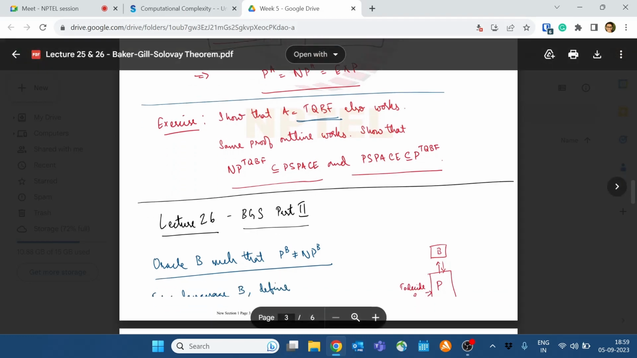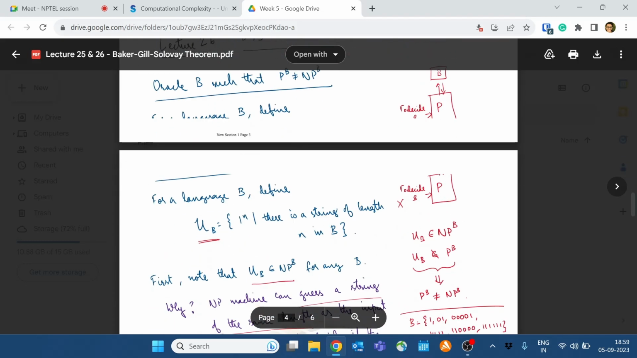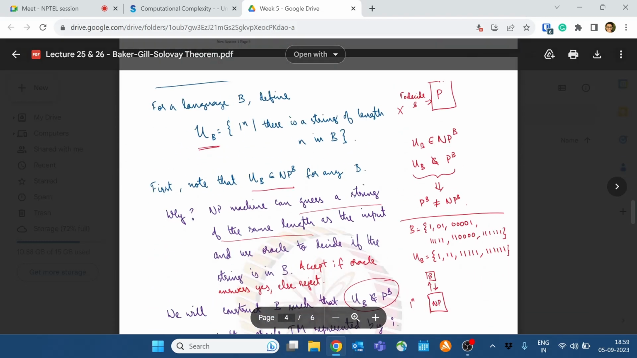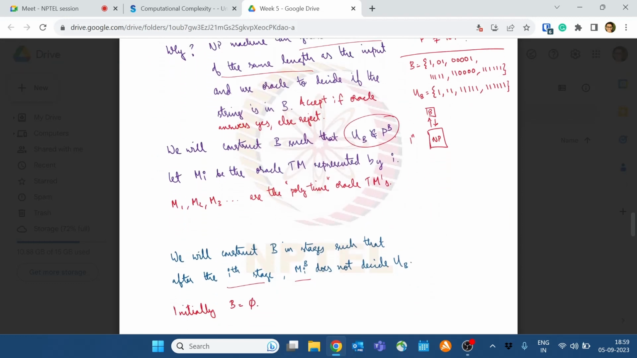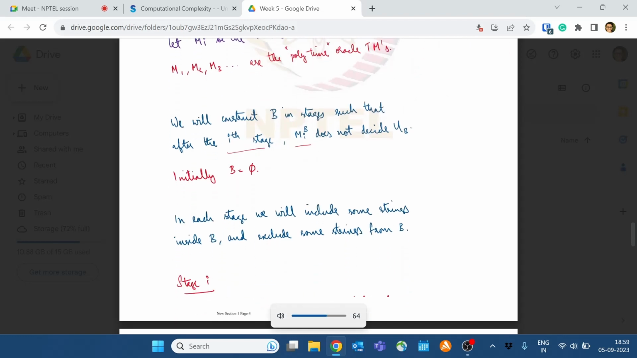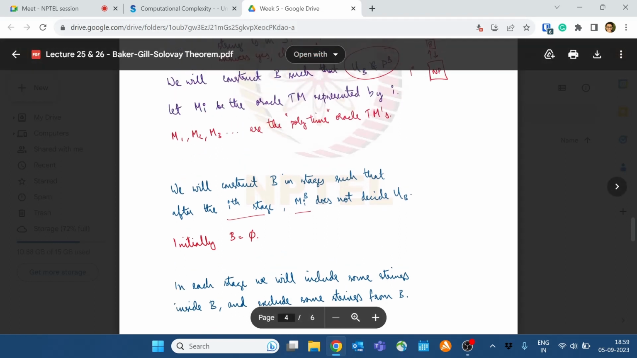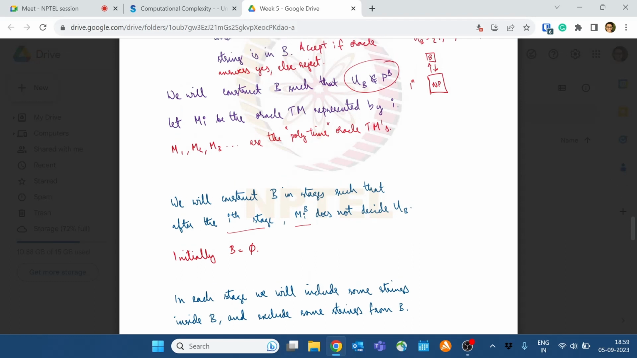Okay, so here it says that we'll construct B such that UP does not belong to P with oracle B, and Mi is simply representing each stage of the polytime oracle Turing machine we are having, right? Yes. Afterwards it says that at the ith stage MiB does not decide UB. So there is a particular Turing machine with oracle access to the language which does not recognize that language. But what I mean to say is, there may exist another Turing machine which would recognize this language.